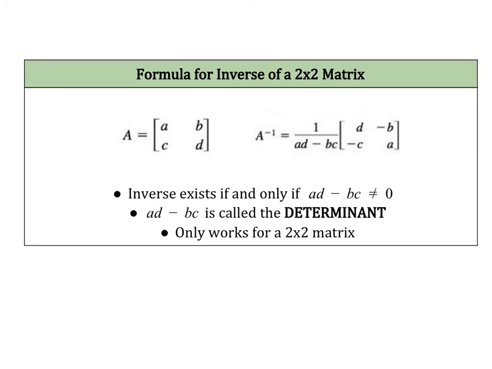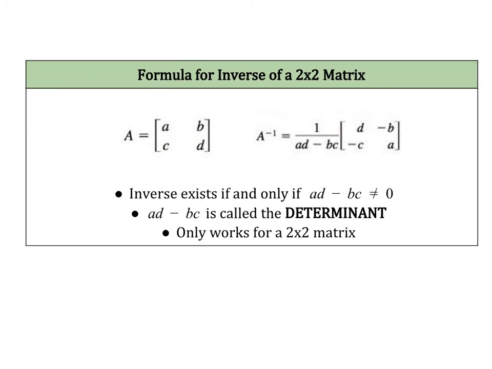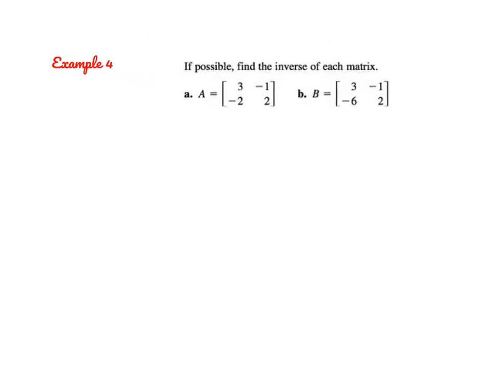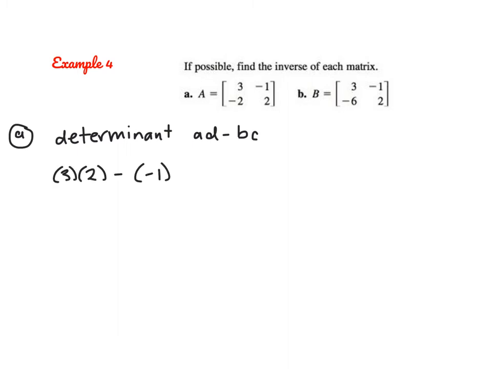You don't have to use this formula. I just want you to know that it exists and it is possible. All right, so now I want to show you how to use this formula. For part A, remember the first thing we need to do is find the determinant, which is A times D minus B times C. So you're essentially taking this product and subtracting them. So it becomes 3 times 2 minus negative 1 times negative 2, which is 4.